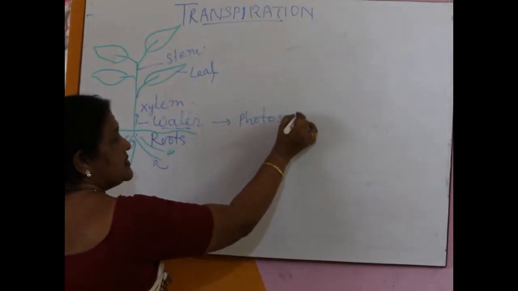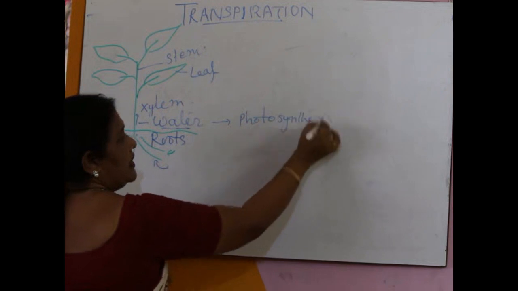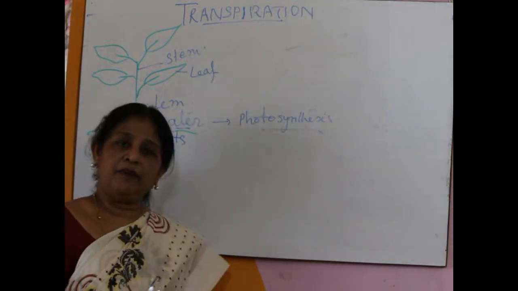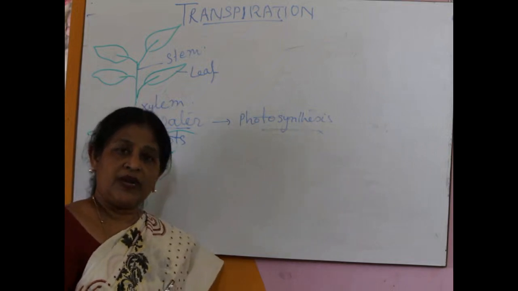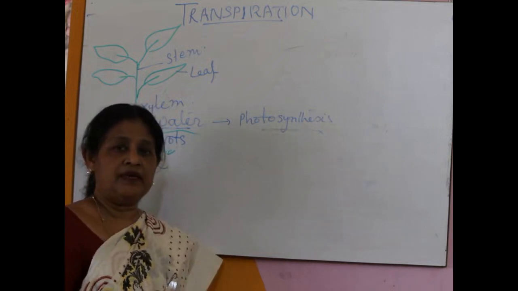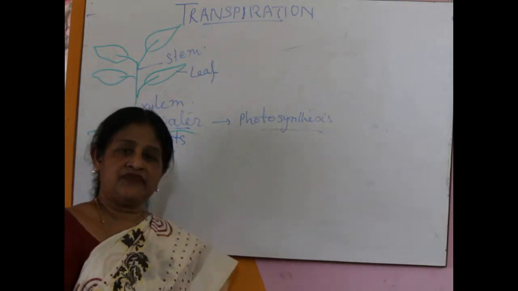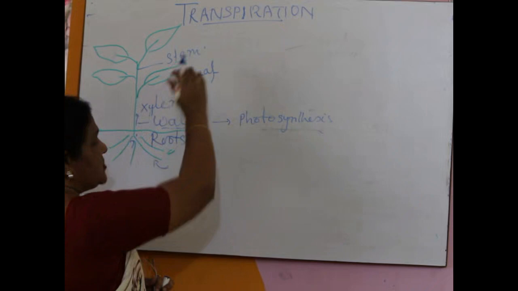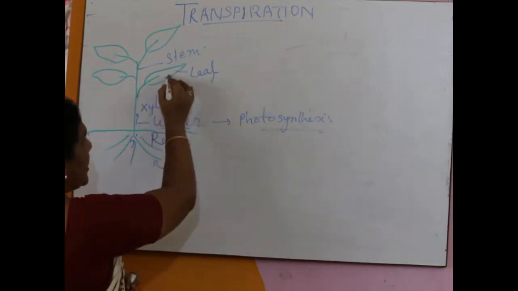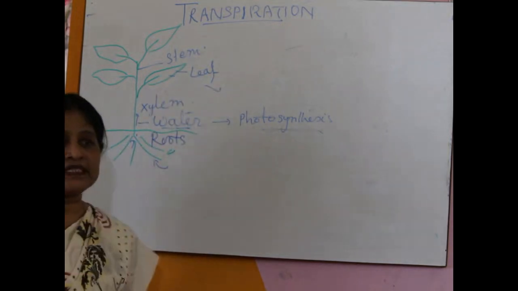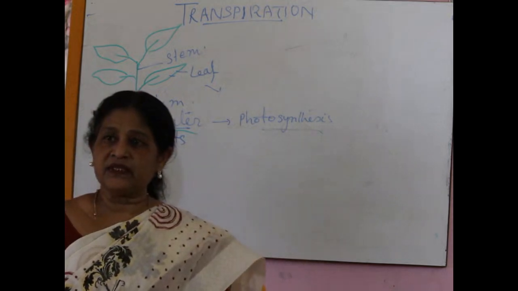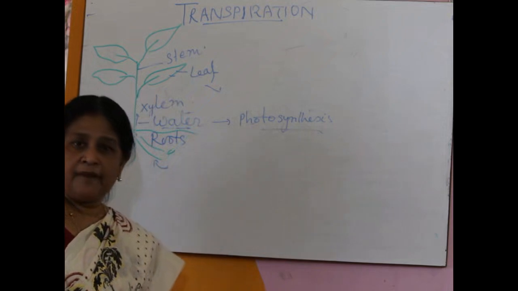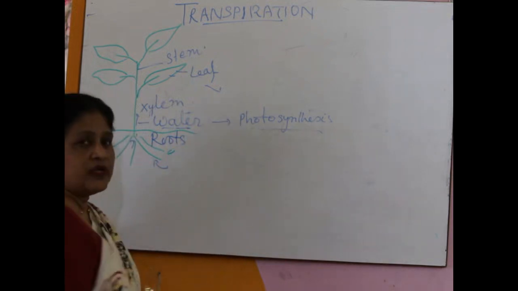Now this is a phenomenon which is not only important for the plants, but also for all the living world, because as you know, it provides food and oxygen. But this water that is absorbed by the plant must reach up to the leaves. As you know, the leaf is the site of photosynthesis, so it must reach the leaves, you understand? To carry out photosynthesis.